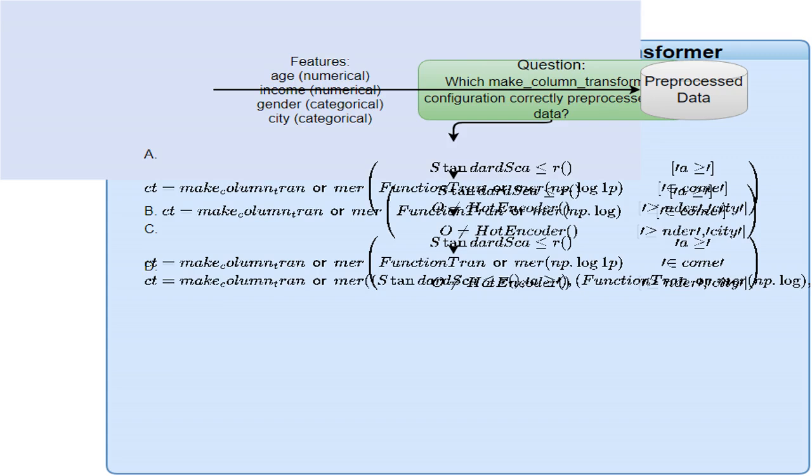I need to prepare these for a machine learning model using a special tool called makecolumntransformer. I'm trying to figure out which way is the right way to use makecolumntransformer to pre-process my data and prepare it for a machine learning model. I'm given 4 different options and I need to select the correct one.